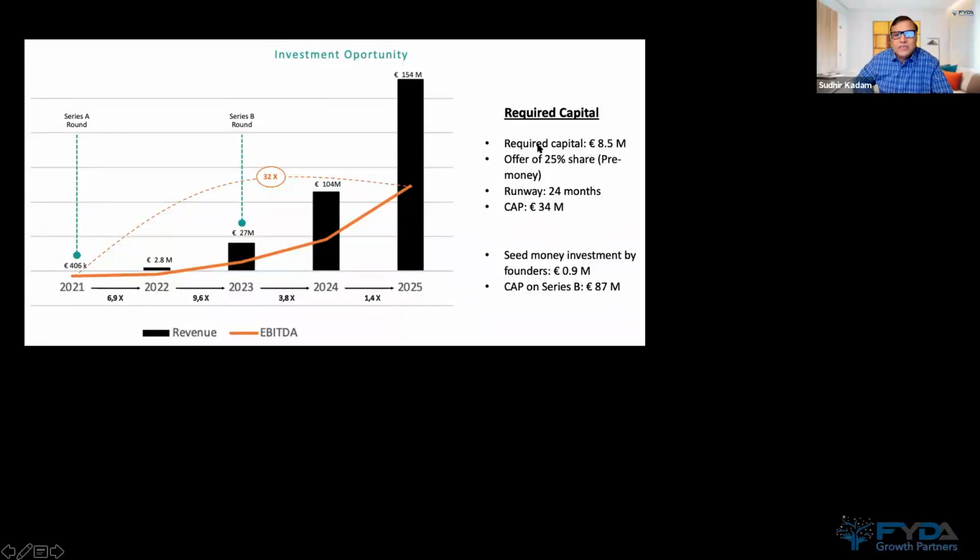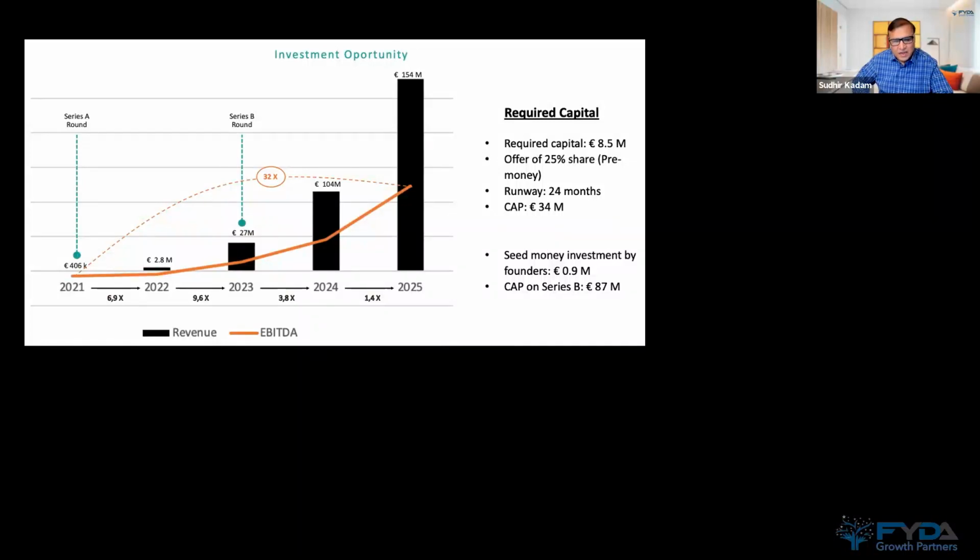They say that they want 8.5 million, and the cap is 34 million. So basically he's saying my pre-money is 34 million and I want 8.5 million. If I add 8.5 million to 34 million, that gives me the post-money. So he's saying he offers 25% share. You should never say this, because once you state the capital and the cap, it is understood how much equity will go to him. He also says I have a runway of 24 months, after which I want to raise my next round, which will be at an 87 million cap.